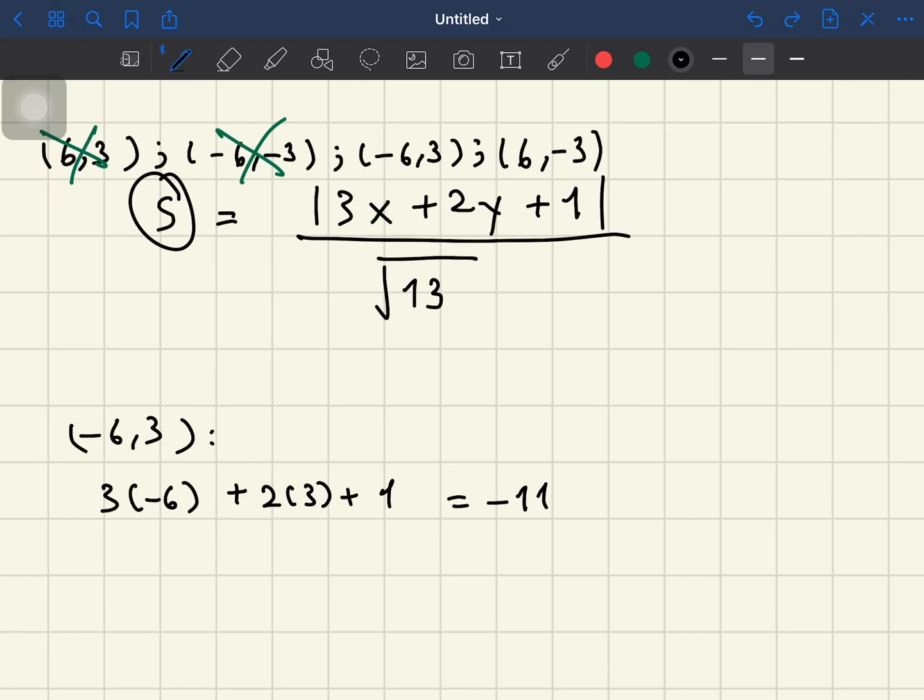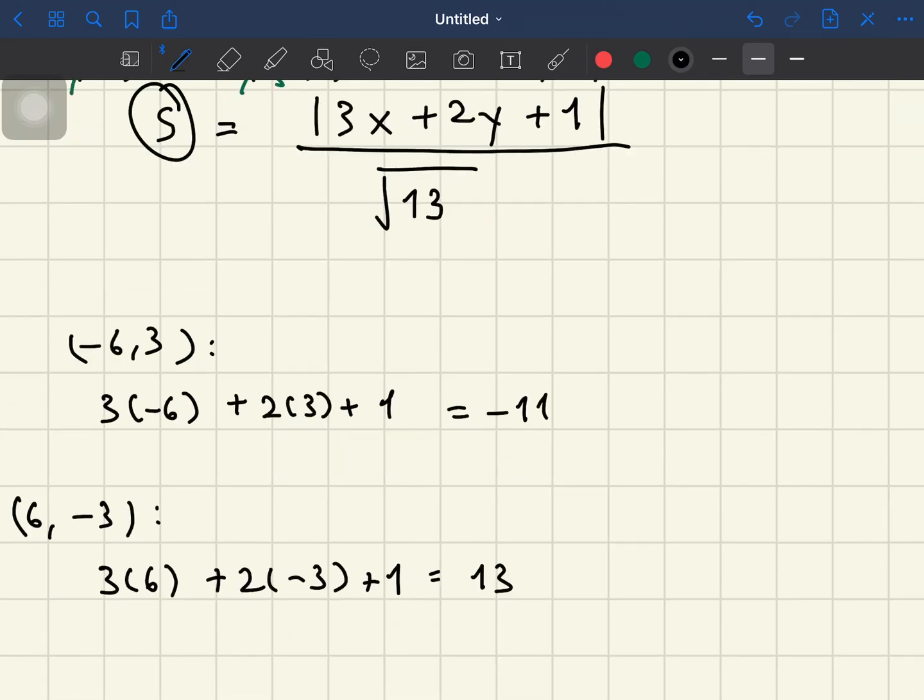And then in the case of (6, -3), you will have 3 times 6 plus 2 times negative 3 plus 1, and hence you will have 30. Consider the fact that we have absolute values here, the modulus. So the absolute value of negative 11 is equal to 11, and this one is 30. So obviously the smaller value gives you the shortest distance, right?